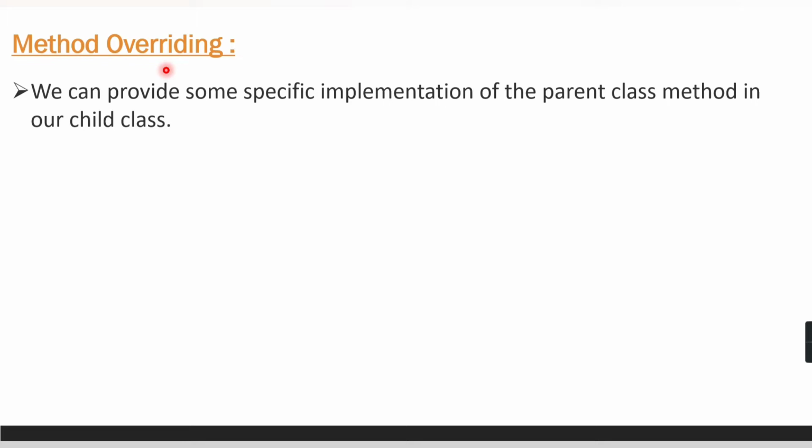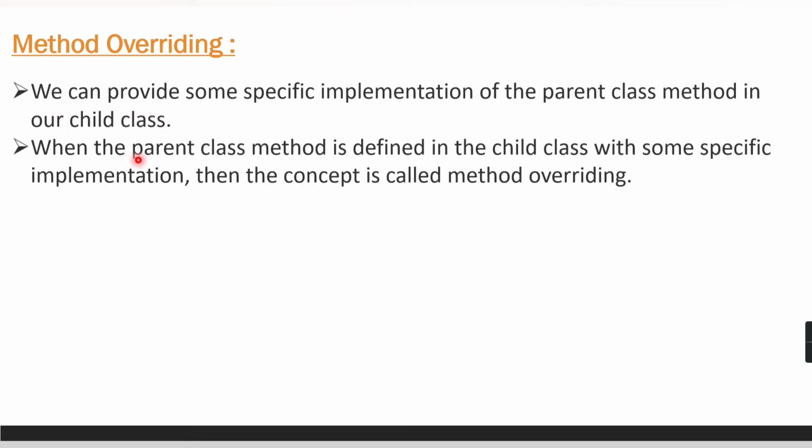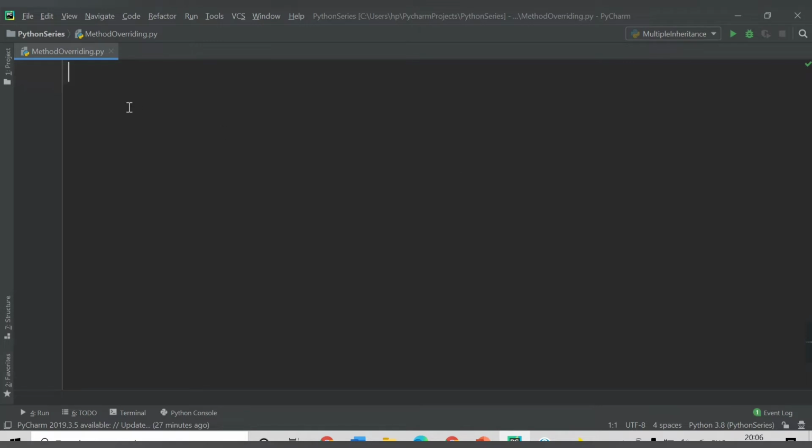So what is inheritance? In inheritance, the child class extends or inherits the properties from the parent class. By default, whatever is there in the parent class will get inherited to the child class. When the parent class method is defined in the child class with some specific implementation, then the concept is called method overriding. Let me show you in a demo what is method overriding.